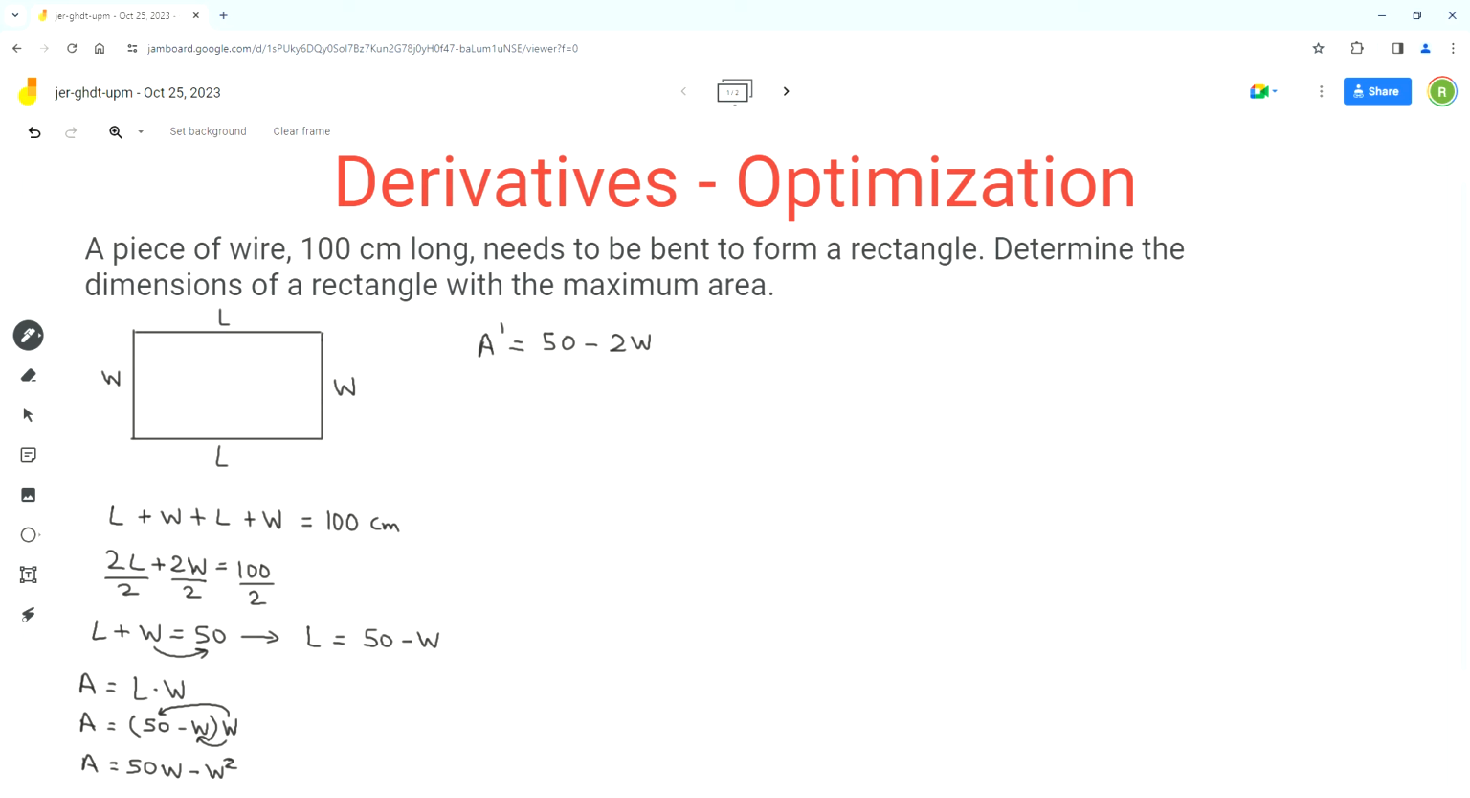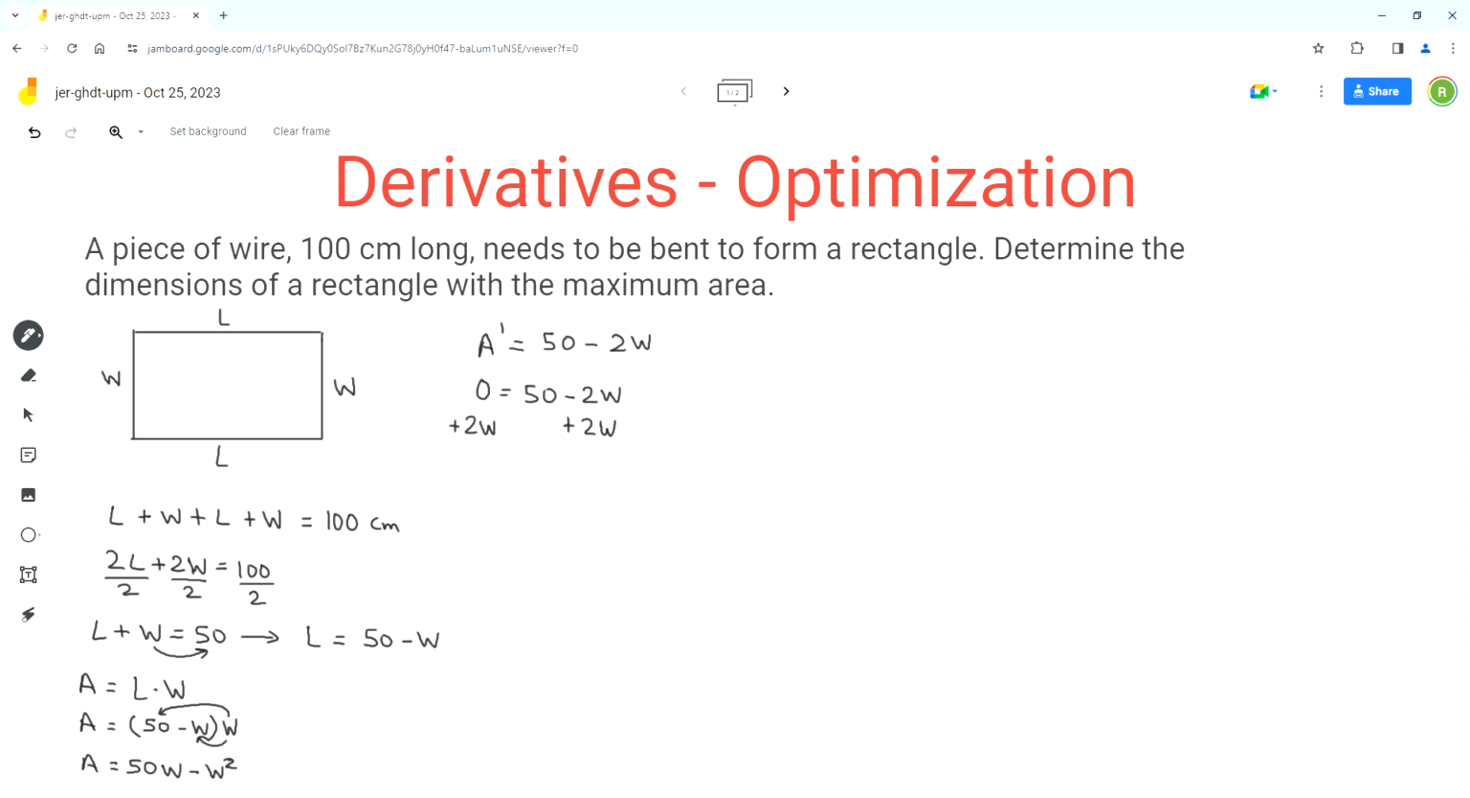So this is the derivative of the area function, and now we'll set it equal to 0 to solve for W, because we want to find the W values at the peak of the function, and at the peak the slope of the tangent, which is also the derivative of the expression, will be equal to 0. So now we have to isolate W in this equation. So for that we should add 2W to both sides of the equation.